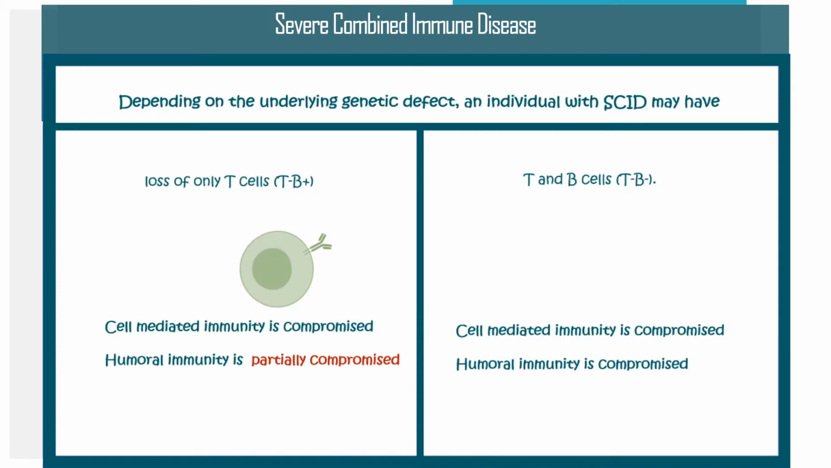So in the first case we can see cell mediated immunity is totally compromised and humoral immunity would be partially compromised, and in the next case, where both the T cell and B cell are absent, both cell-mediated and humoral immunity would be compromised.